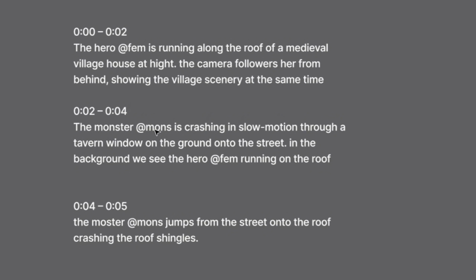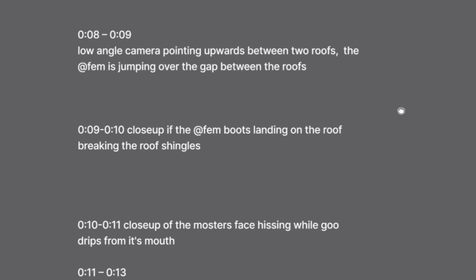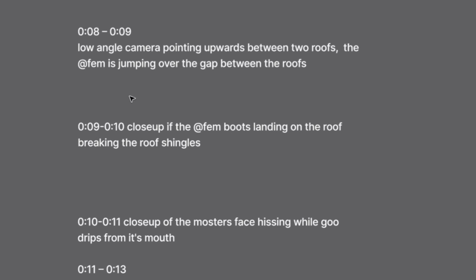After that, I have mostly written the scene by hand and integrated the reference to all of the different images, in this case only 2 images, so the hero is femme and the monster is mons, so I'm referencing that in every single part of my prompt and lining out what I want to have for not only the camera movement but also for the action.